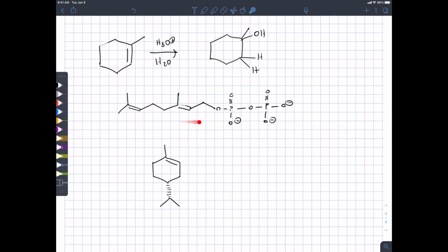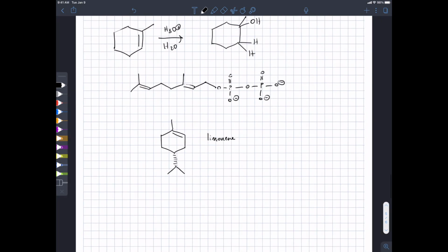This molecule is geranyl pyrophosphate, which I think I showed you before. This molecule is limonene, and the way you get from here to here involves carbocations being attacked by alkenes, and involves a lot of regioselectivity issues that you're already prepared to deal with based on what you've learned in chapter 10. So I think we'll take the next lecture to talk about this kind of chemistry.